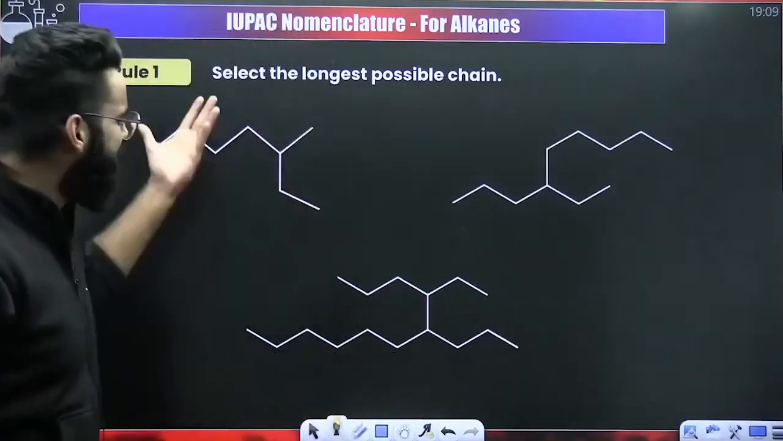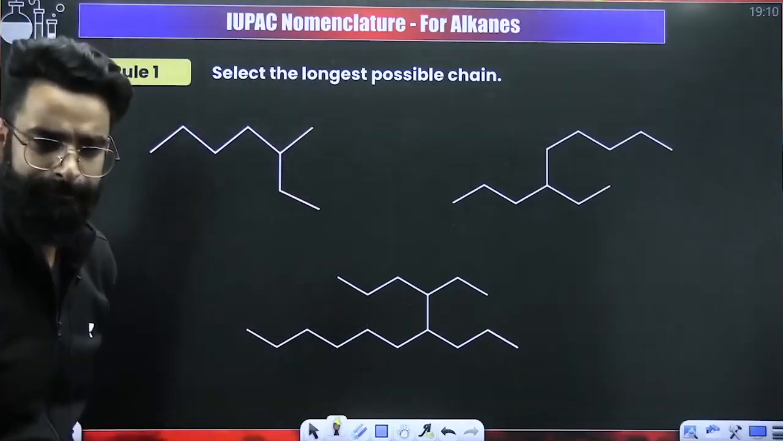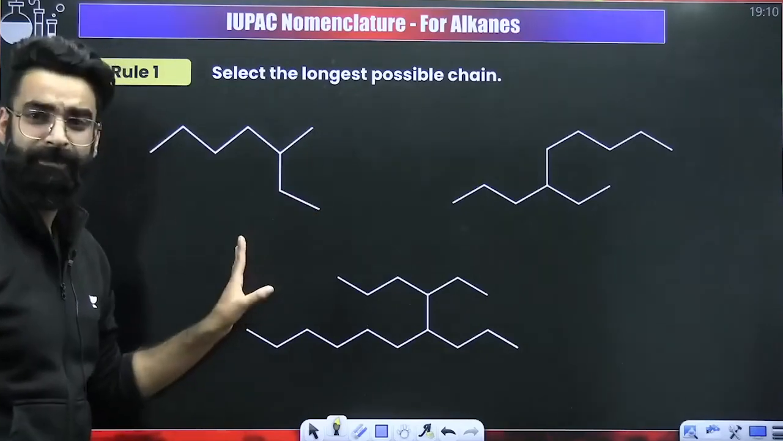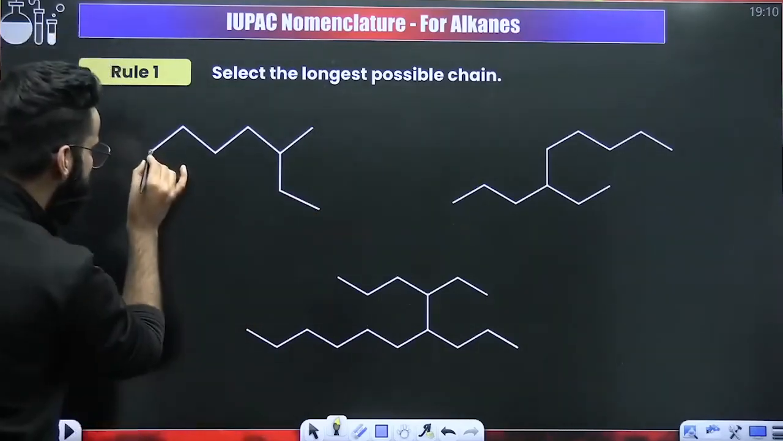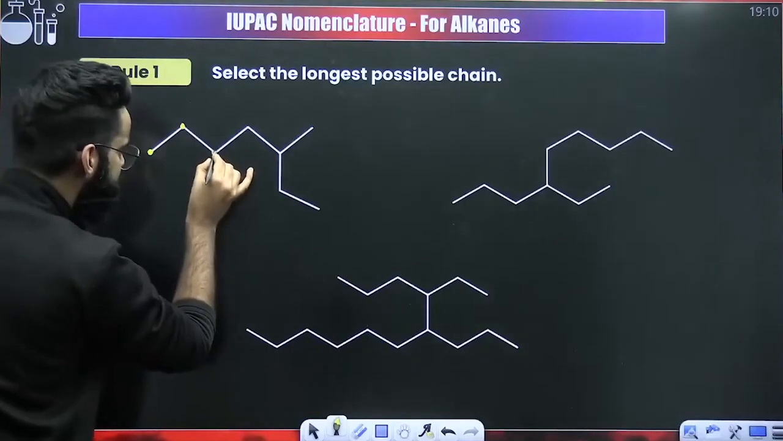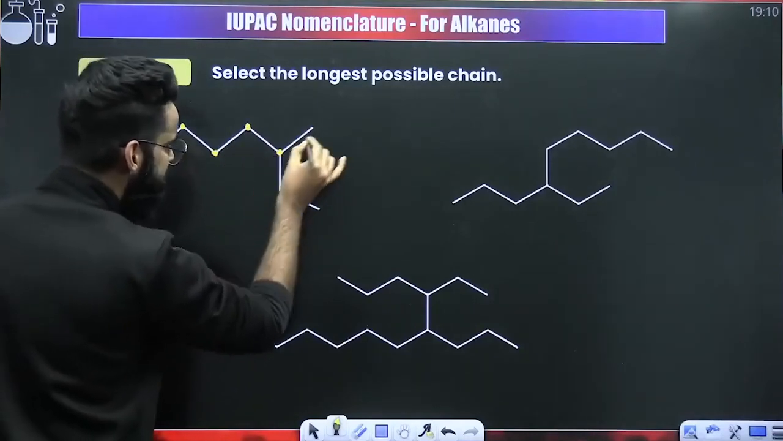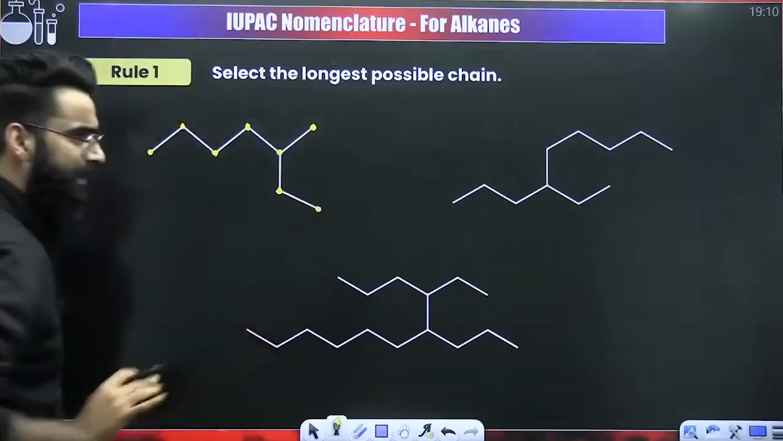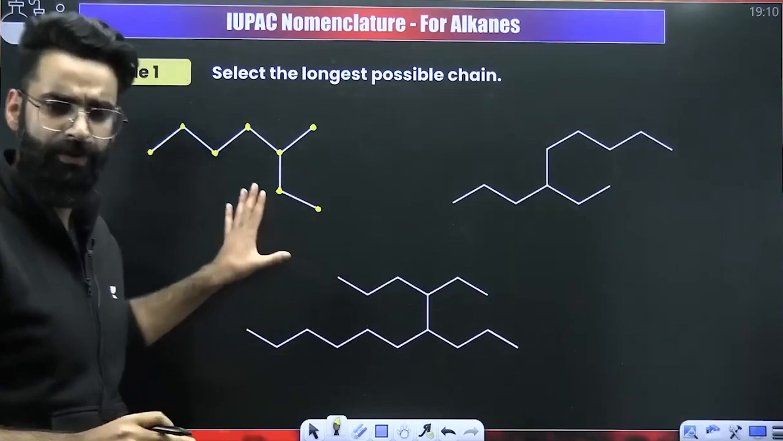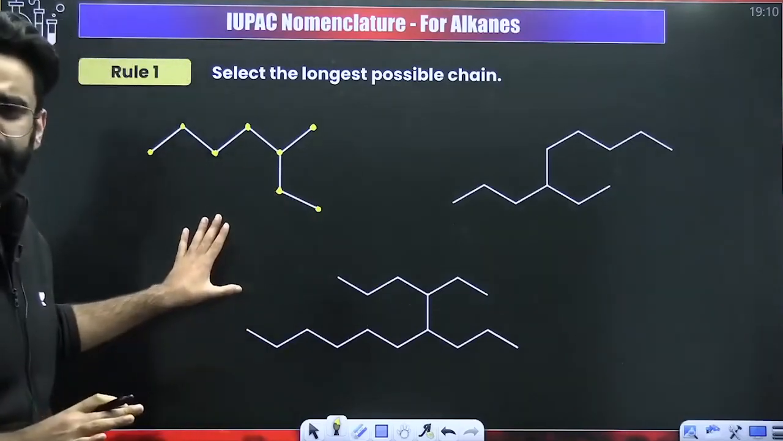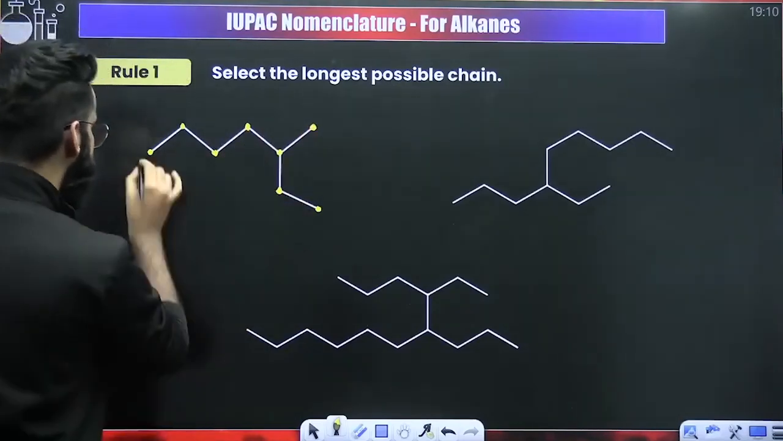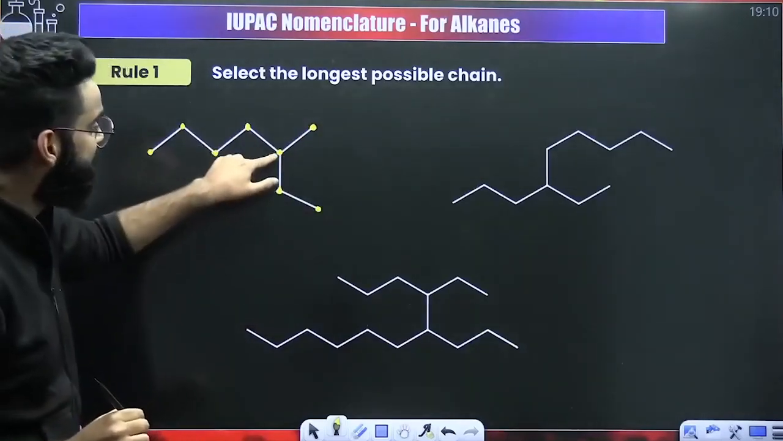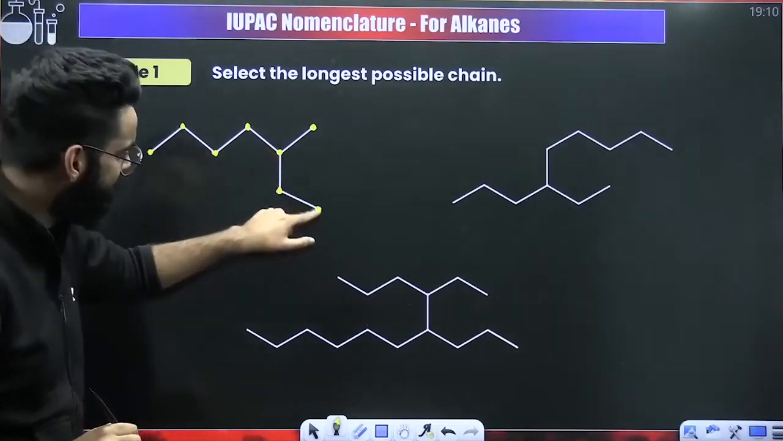For example, how do we select the longest possible carbon chain? My dear students, try to understand. First of all, I'm sure you would have studied this particular notation. If not, let me tell you, this is your CH3. This is CH2. This is CH2. This is CH2. CH2. This is CH3. Sorry, this is CH. This is CH2 and this is CH3. I'm sure this kind of notation every one of you would already be knowing. So these terminal carbons are your CH3. This is CH2, CH2, CH2. This will be CH. This will be CH2, this will be CH3.